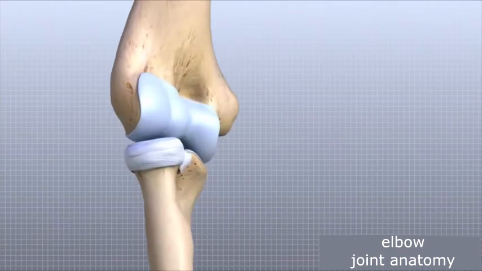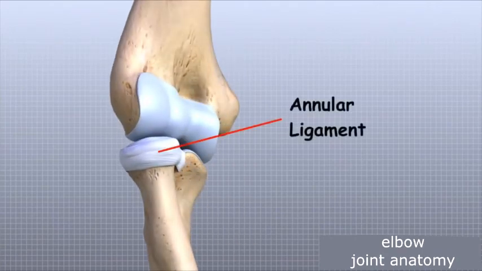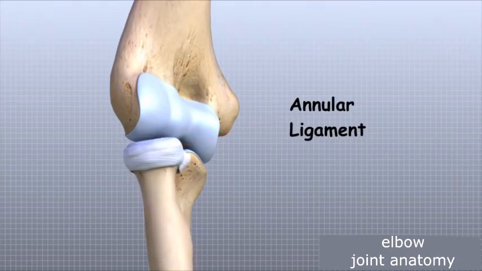Another important ligament is the annular ligament. It wraps around the radial head and holds it against the ulna. The word annular means ring-shaped. This ring holds the head of the radius in place against the ulna. This ligament is torn when the radial head is dislocated.